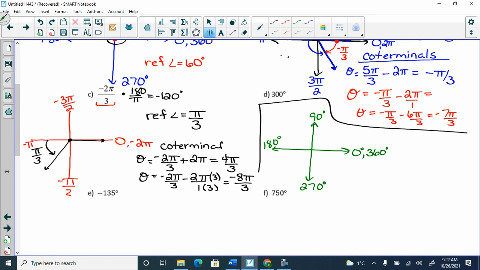Why would it be pi over 3 and not negative pi over 3? Your reference angle is always a positive angle, and it's always the acute angle. So if it was negative, that can't happen. So reference angles always have to be positive. It's always your positive angle between 0 and 90.